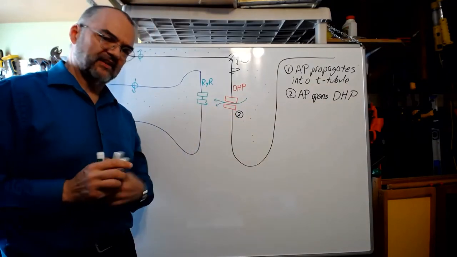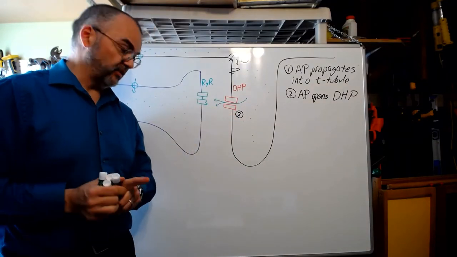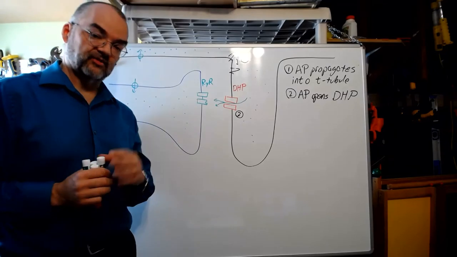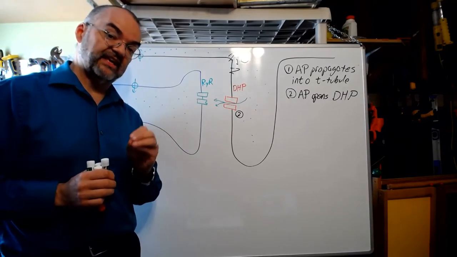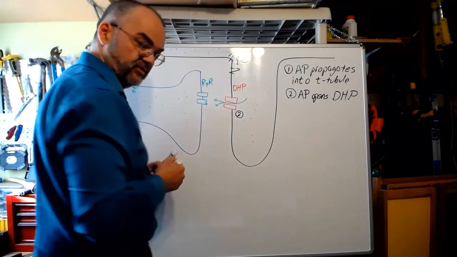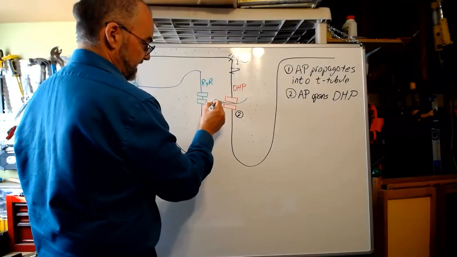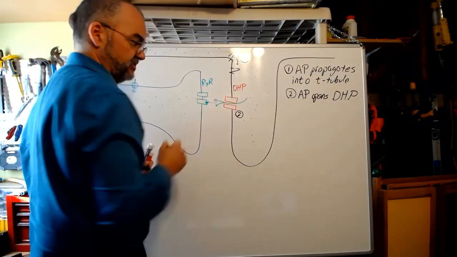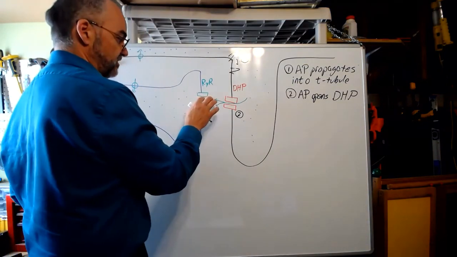Now, how is that going to help us? If you remember, the ryanodine receptor is a calcium channel too, but it is also gated by calcium. So when this calcium comes in through the DHP receptor, that calcium will bind to the ryanodine receptor, causing it to open.